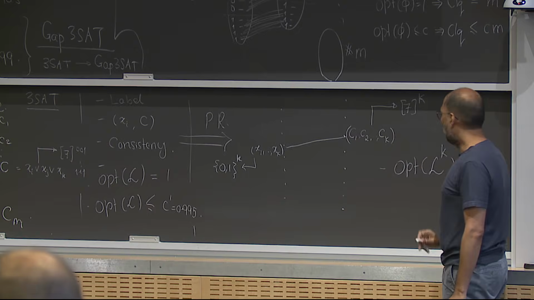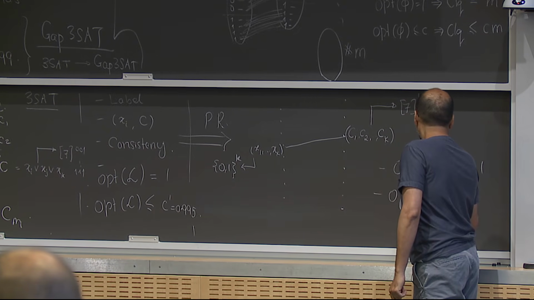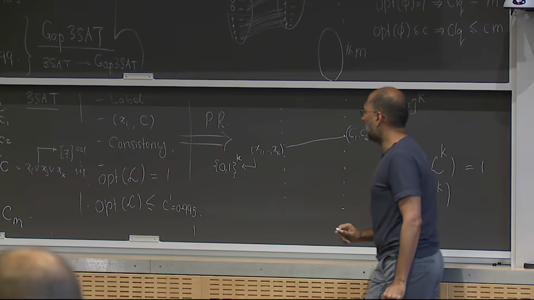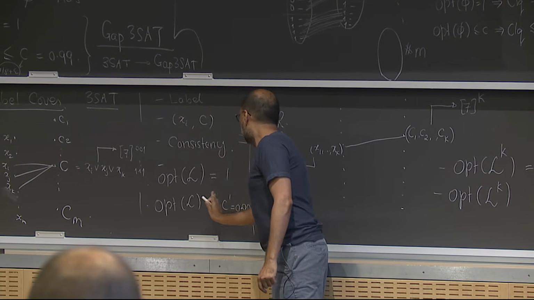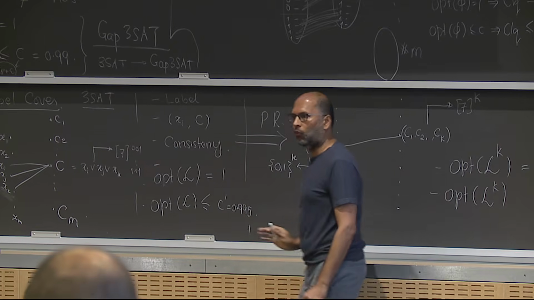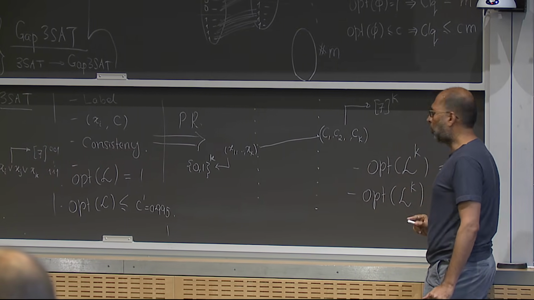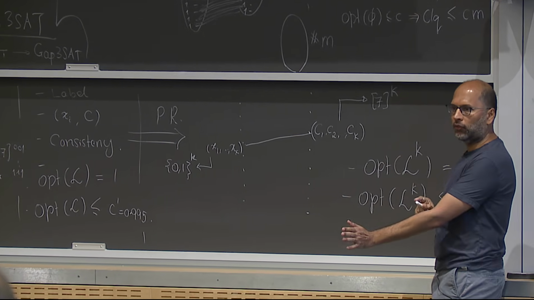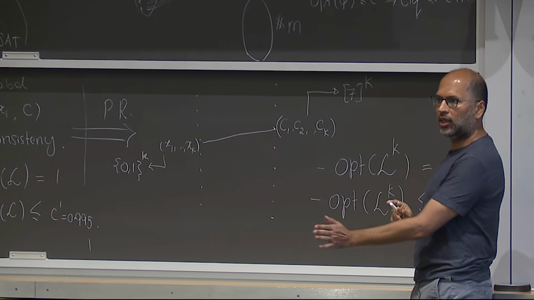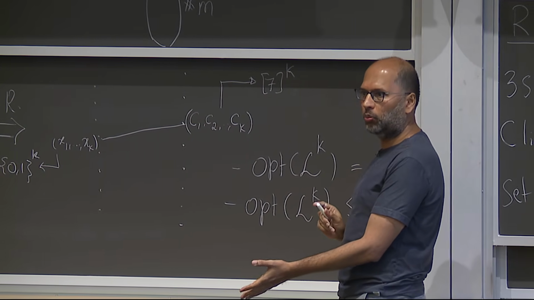Okay. However, what is much trickier is to show that if the original game of label cover has an optimum bounded away from 1, then the optimum of the kth product version of the label cover goes down as a function of k. Ideally, it should go down exponentially in k. Now, it's true, but it's much harder to prove.